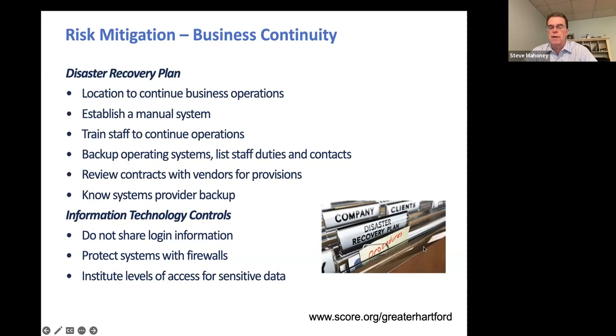And then I talk about levels of access for sensitive data on any shared information drive that you have. Kathleen, were you going to say something?